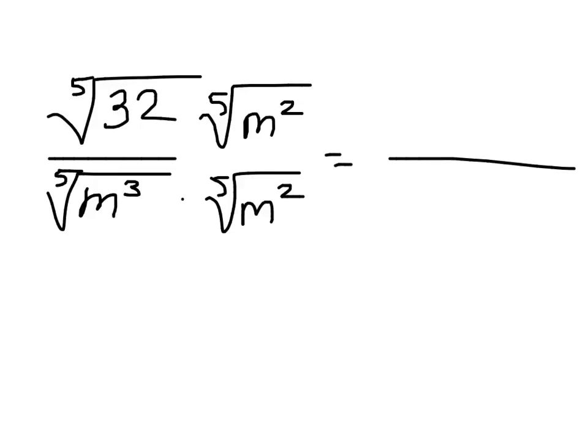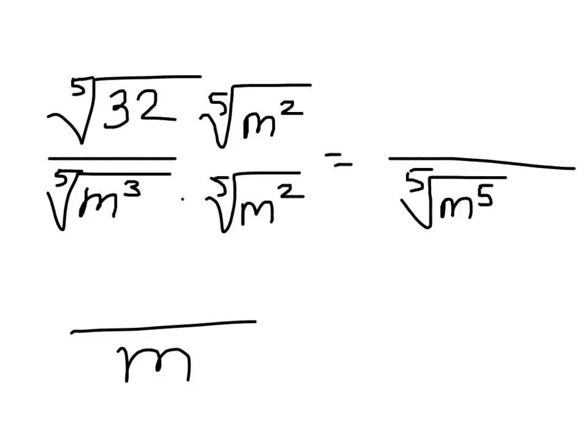Now, when you multiply like that, you add exponents. What's 3 plus 2? 5. If I take the 5th root, and if I'm looking for 5 of the same thing, and I have 5 m's, how many groups of 5 can I make with 5? 1. So what happens to the house? It's gone for the bottom.